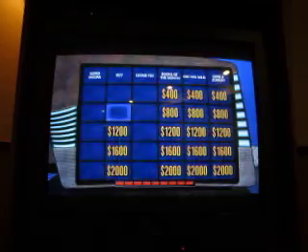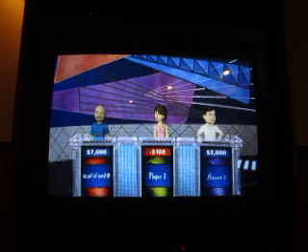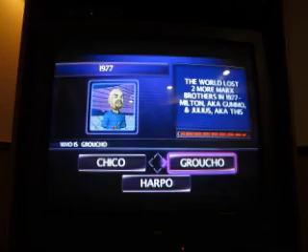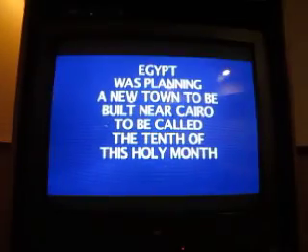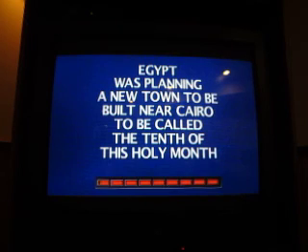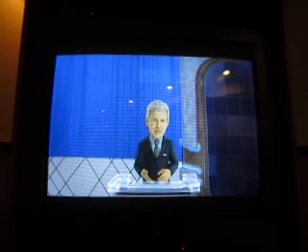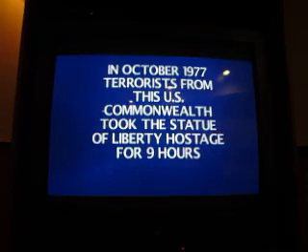Okay, 1977 for 1200. Player one. The world lost two more Marx brothers in 1977: Milton, also known as Gummo, and Julius, also known as this. Okay, player one. Who is Groucho? Okay, there we go. Player one. Egypt was planning a new town to be built near Cairo to be called the 10th of this holy month. We're talking about Ramadan. You again, player one. In October of 1977, terrorists from this U.S. Commonwealth took the Statue of Liberty hostage for 9 hours.